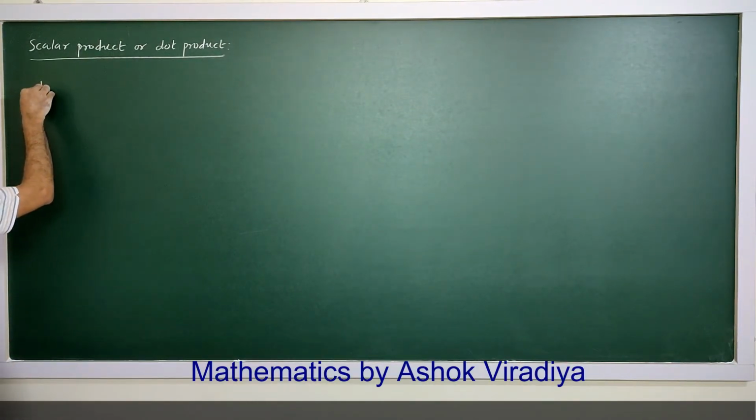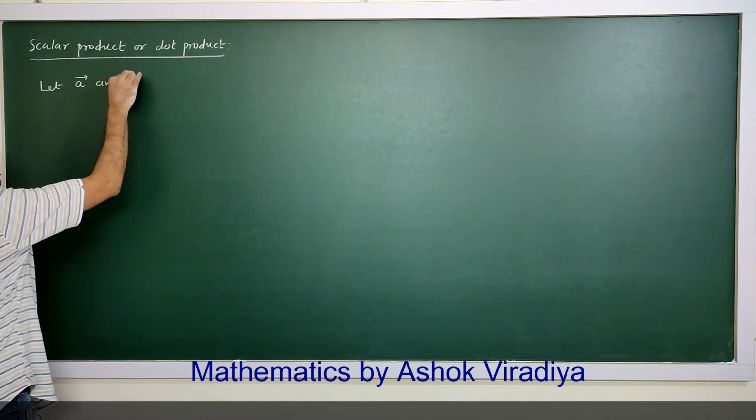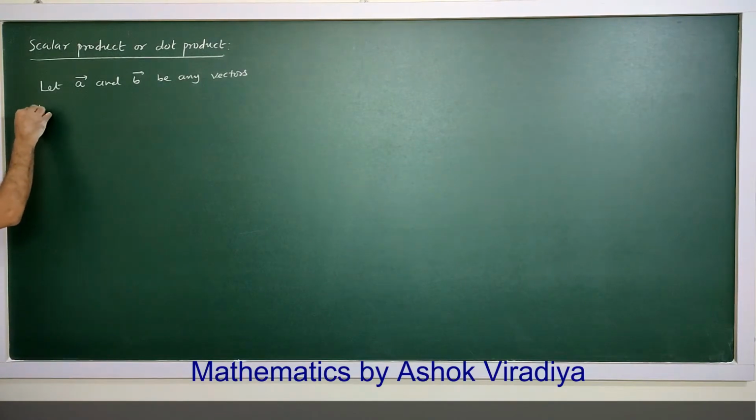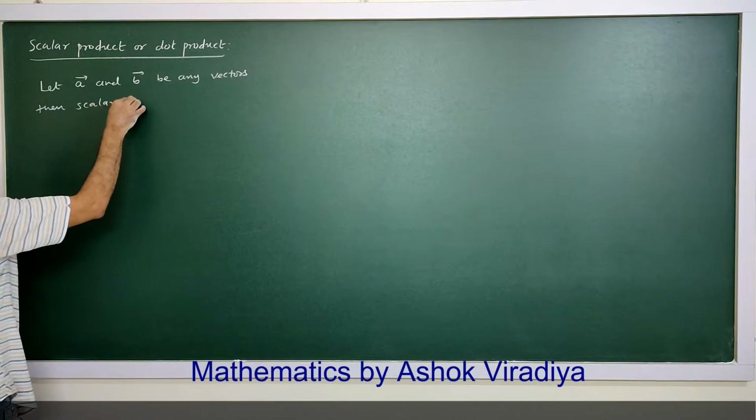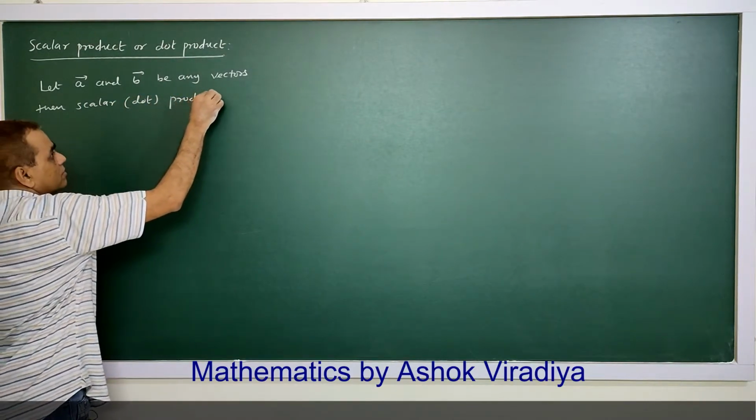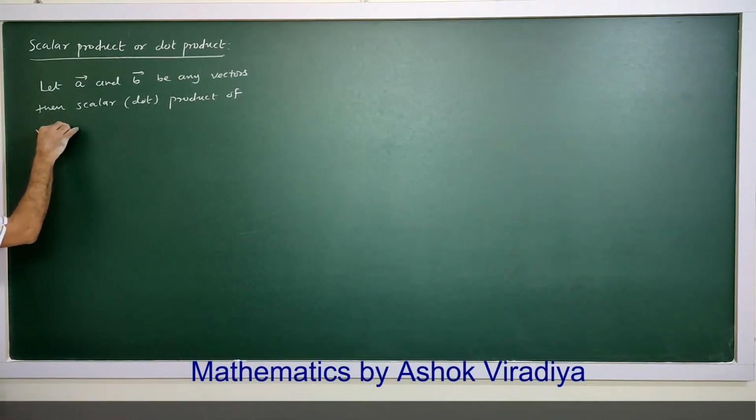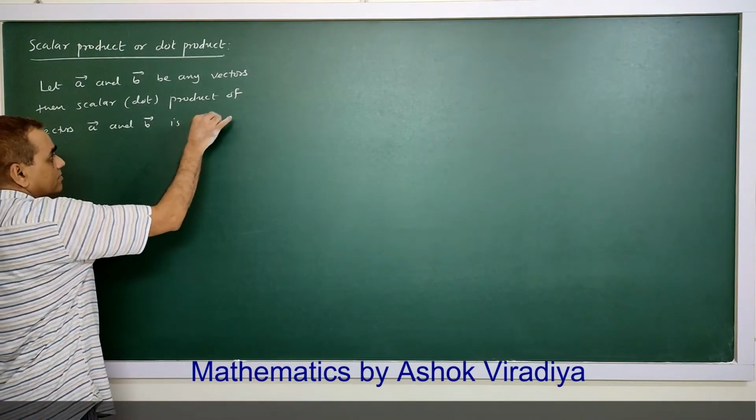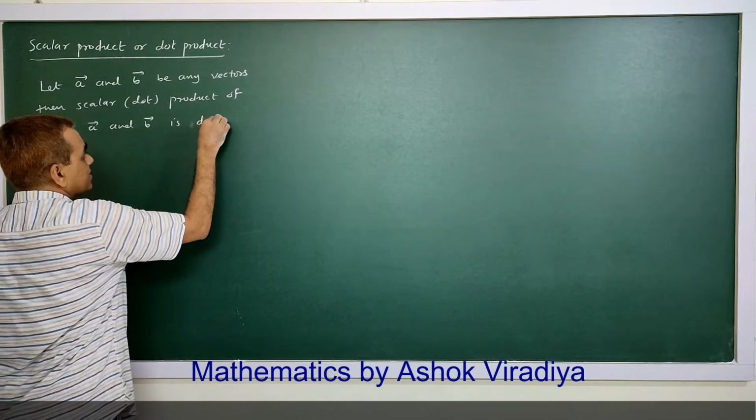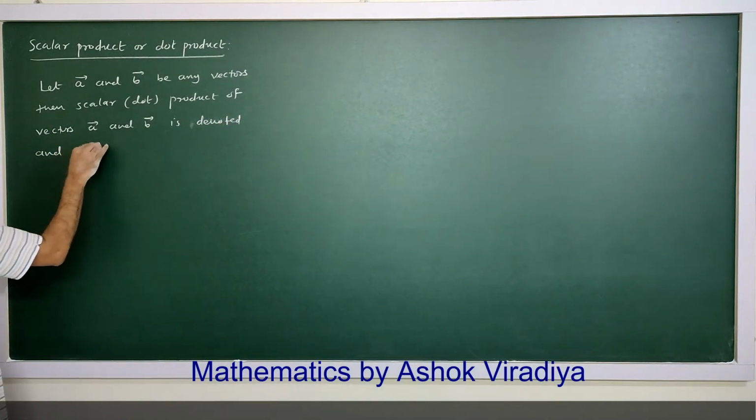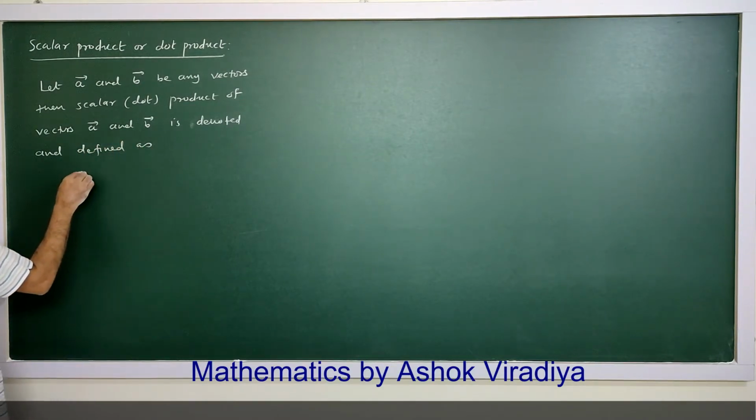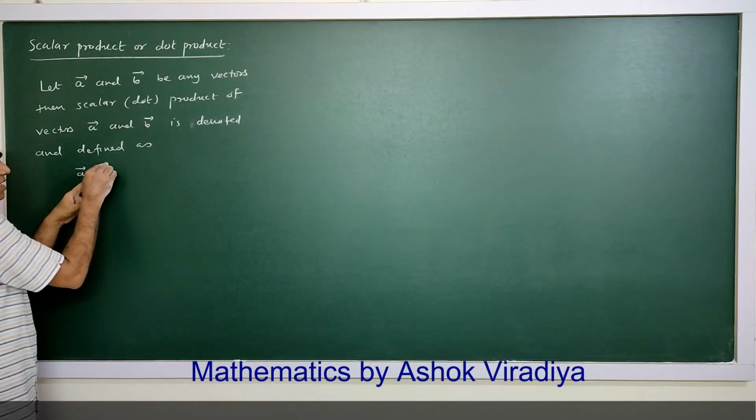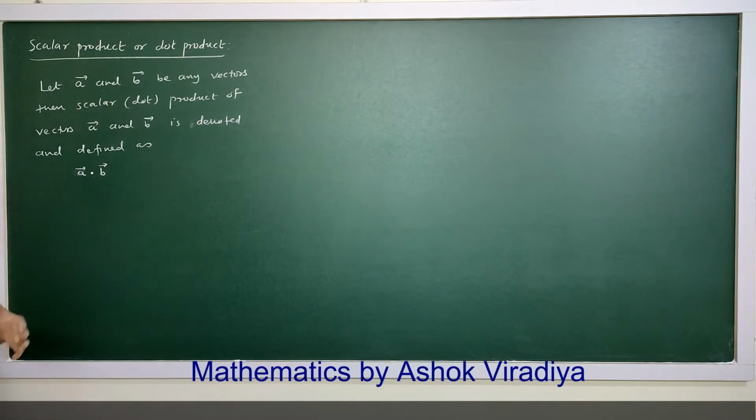The definition is: let A bar and B bar be any vectors, then the scalar or dot product of vector A and vector B is denoted and defined as follows. The notation is vector A, keep a dot, vector A dot vector B. So keep a dot between the vectors. This is a dot product or scalar product.